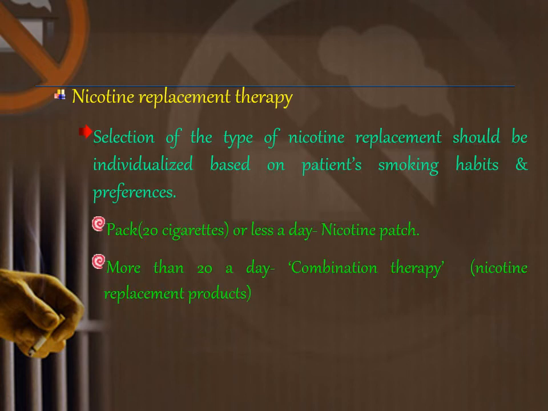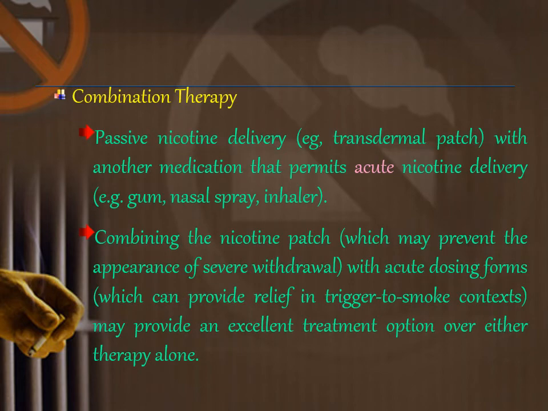Nicotine replacement therapy. Selection of the type of nicotine replacement should be individualized based on the patient's smoking habits and preferences. For a pack of 20 cigarettes or less a day, a nicotine patch is given. For more than 20 cigarettes a day, combination therapy, that is, multiple nicotine replacement products, is given.